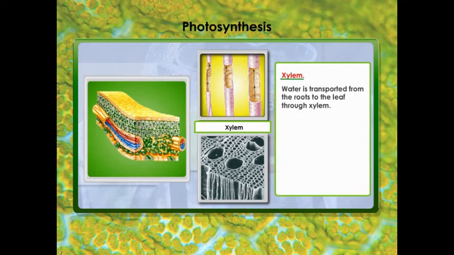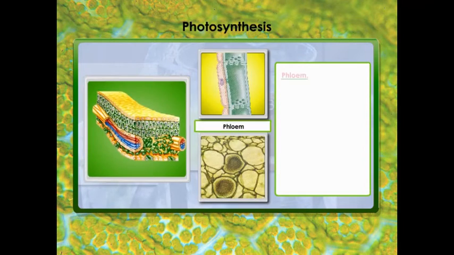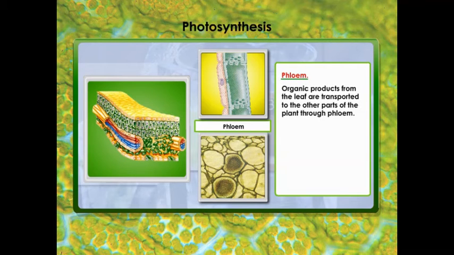Xylem. Water is transported from the roots to the leaf through xylem. Phloem. Organic products from the leaf are transported to the other parts of the plant through the phloem.